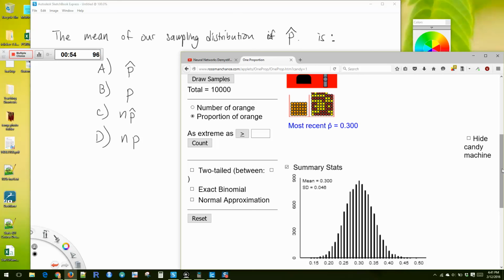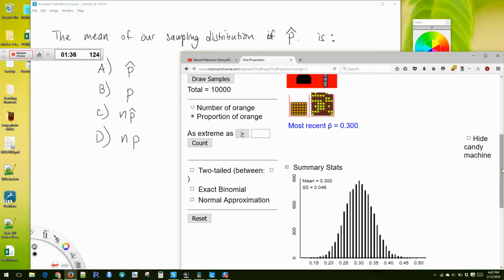All right, I'll explain this. I wanted this to be a little bit of a thinking problem here, okay? So keep in mind, we're taking a sample out of the population. From that sample, we're getting a p hat. We're going to do this many, many times, getting many different p hats. If I keep track of all of those p hats, and I take the mean of all of those, which is essentially the mean of our sampling distribution, what is that mean going to be?